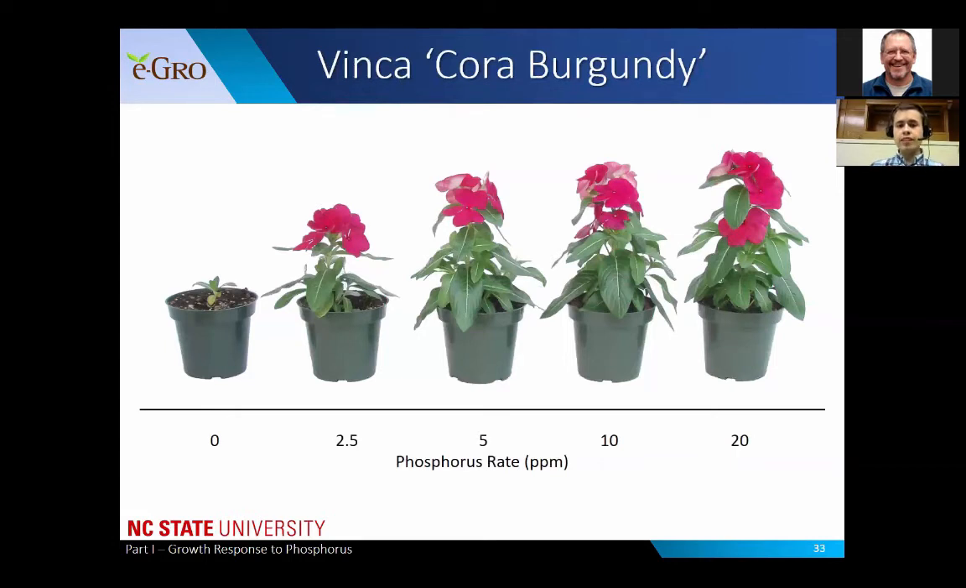So here is Cora Burgundy Vinca, and again, you can see this increasing trend in growth, where plants not fertilized with any phosphorus were extremely stunted, very similar in size to where they were as a plug, so they really didn't grow hardly at all. But by providing just as little as 2.5 parts per million phosphorus, you saw a very significant increase in growth, with the plant actually reaching floral maturation, though it was still somewhat stunted. And then you can see that with 5, 10, and 20 parts per million, it's getting more to a normal saleable size. And what we found here is that this cultivar of Vinca reached maximum growth with an optimal phosphorus concentration of 7 parts per million.